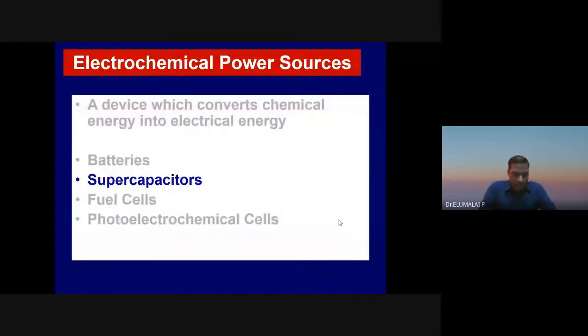You would have seen that already. As you know, this is a sister device to the batteries, commonly known as electrochemical energy systems or electrochemical power sources. We have three prominent electrochemical energy sources: batteries, supercapacitors, and the fuel cells. We have already seen the batteries introduction.